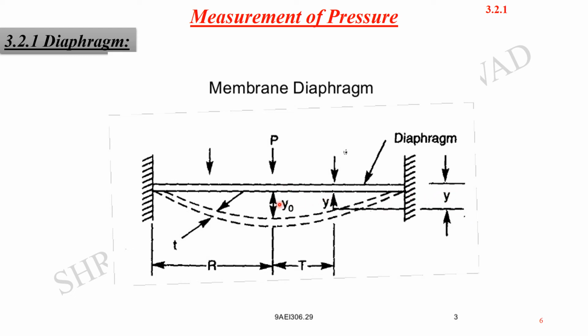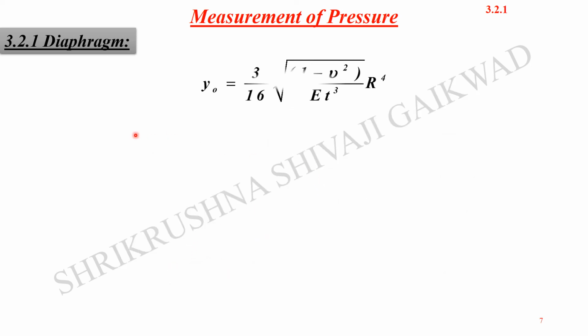Or else if the outside pressure is lesser than the inside pressure, then obviously this membrane can be deflected in the upward direction as well. Similarly, we can have the other quantities remain the same, deflection and all the others, and t is the thickness of that diaphragm or membrane. Now the maximum displacement at the center is given by this equation. It is not necessary to remember this kind of equation.